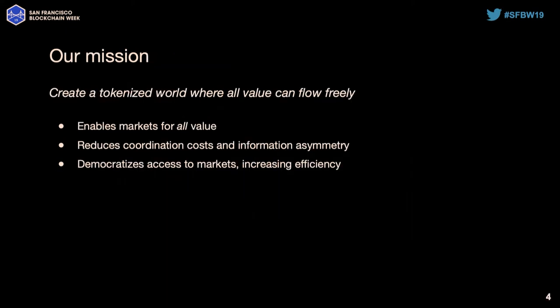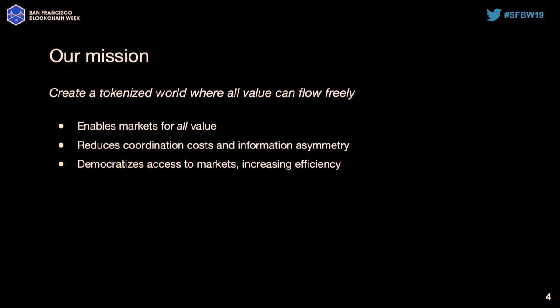So that's a little bit about the technology. I think it's also important to understand why we are building 0x. What is our long-term thesis? What is our mission? Our mission is to create a tokenized world where all value can flow freely. So we believe in the long run there are going to be millions or even billions of tokens. And tokens can represent really any value that can be digitized.